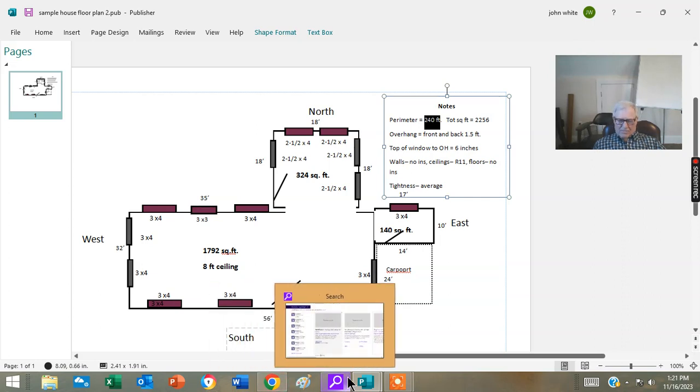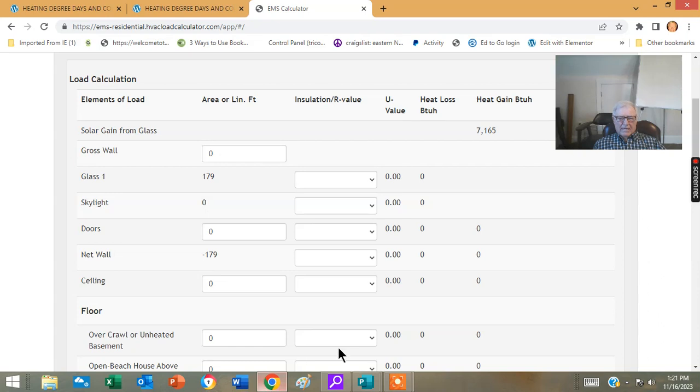We got that while we were out there measuring the house. So I'm going to go back to my calculator here. And let me find my calculator. So the area equals the length times the width. Well, 240 linear feet in one direction, and 8 feet going up. So it's 240 times 8 is 1,920 square feet of wall area. All right, the calculator has already told you got 179 square feet of glass.